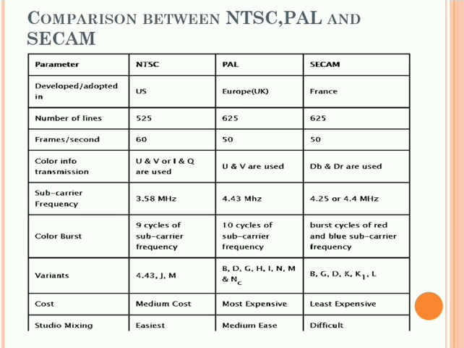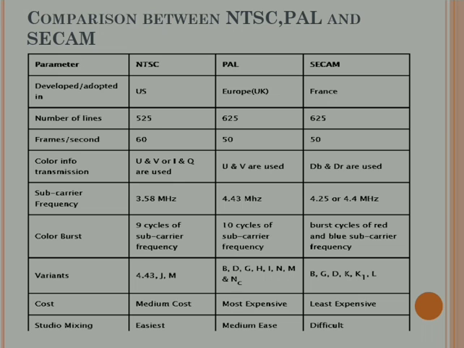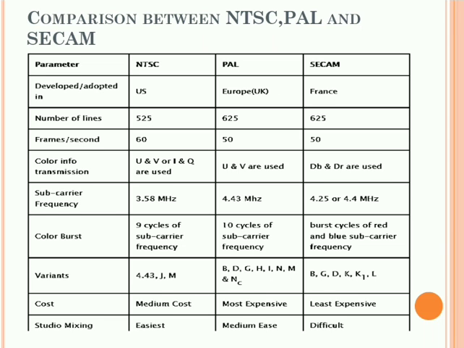Now let us see the next point, that is the comparison between NTSC, PAL and SECAM systems. We will see different comparison parameters related to these three systems. First is NTSC, which is nothing but National Television System Committee. Then we have the PAL system. PAL is nothing but the Phase Alternating Line system, and SECAM is the Sequential Color with Memory system.